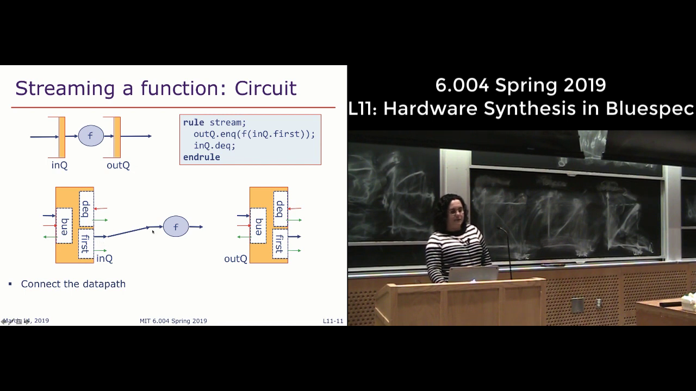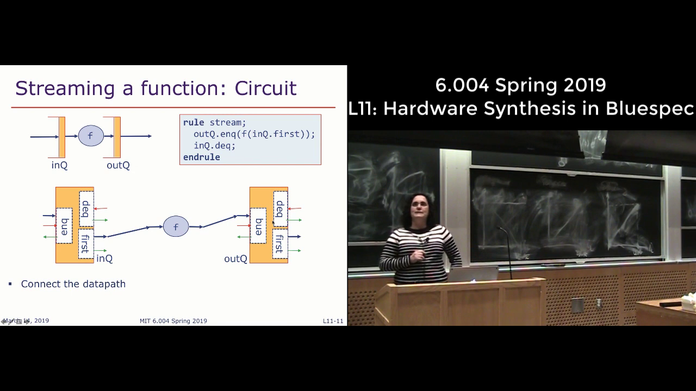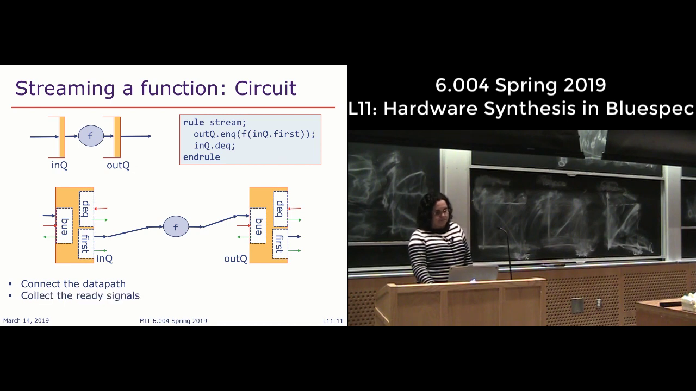I'm calling the first method from my in queue, passing that to F, and then I pass the output of that as the value that I want to enqueue into my output queue. Okay? Well, what about all the other signals?